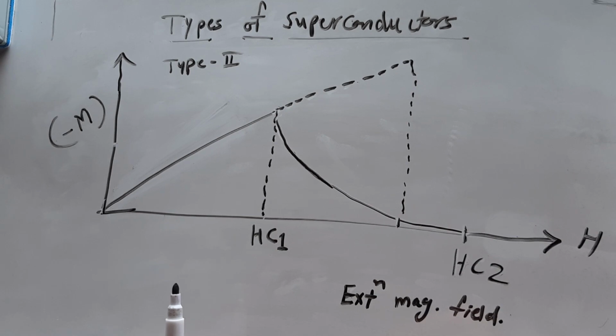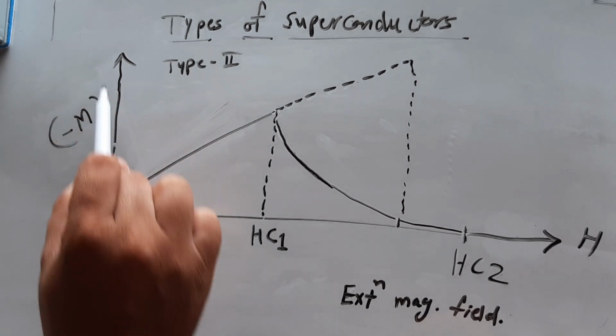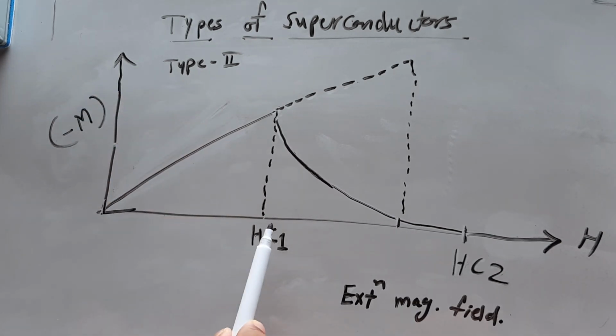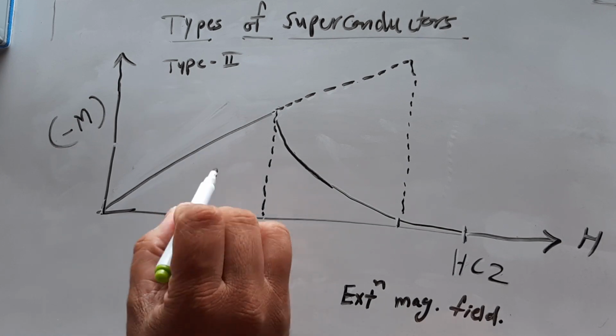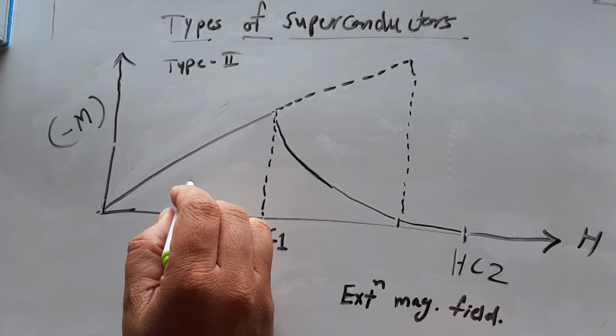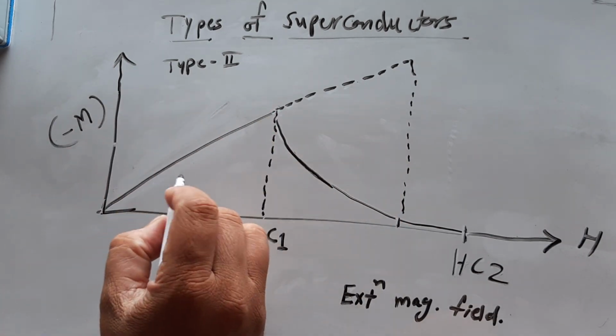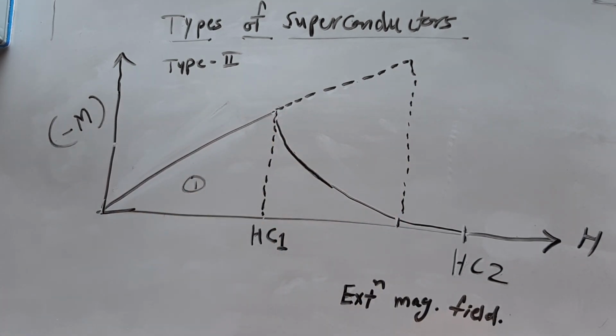Magnetization increases with applied magnetic field. And next point, magnetic flux is completely expelled from the interior. So this was state 1. So it has 3 states, as I am saying. This was state 1.